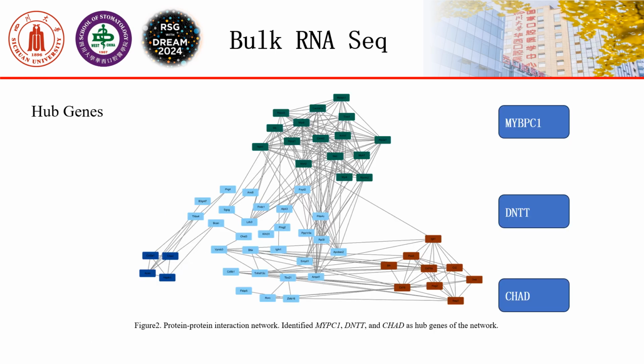Later, we ran the 73 genes in the STRING database to see the protein-protein interaction network and identify the hub genes. The hub genes include three genes: MYBPC1, DNTT, and CHAD.